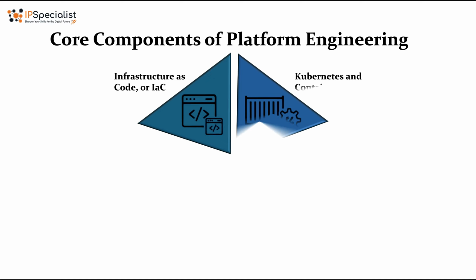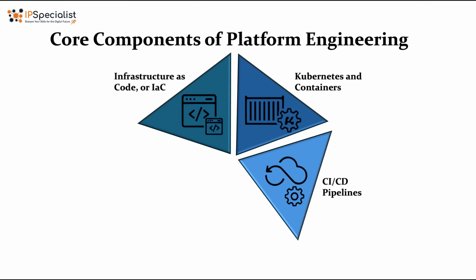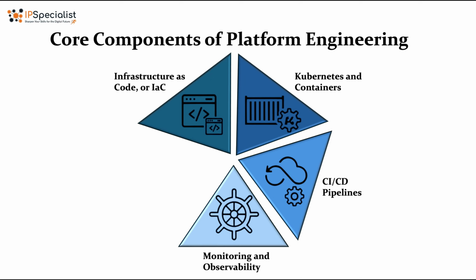Next, Kubernetes and containers. These form the foundation for running modern applications. Containers make applications portable and consistent, while Kubernetes helps deploy, scale, and manage them efficiently across environments. Then, CI/CD pipelines. Continuous integration and continuous delivery pipelines automate testing and deployment, ensuring that new features move from development to production quickly and safely. Next, monitoring and observability.